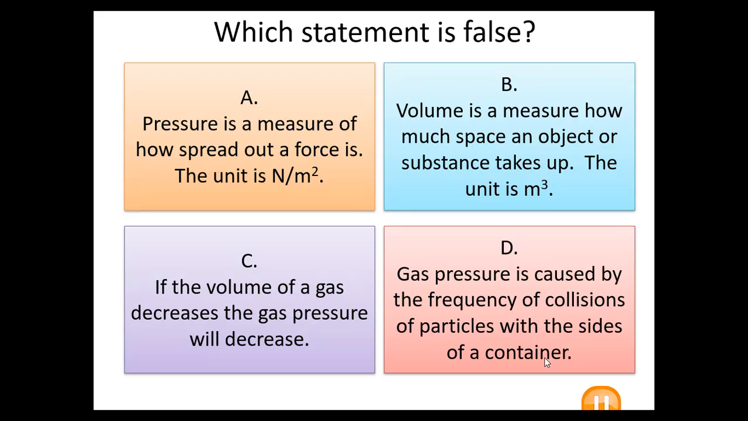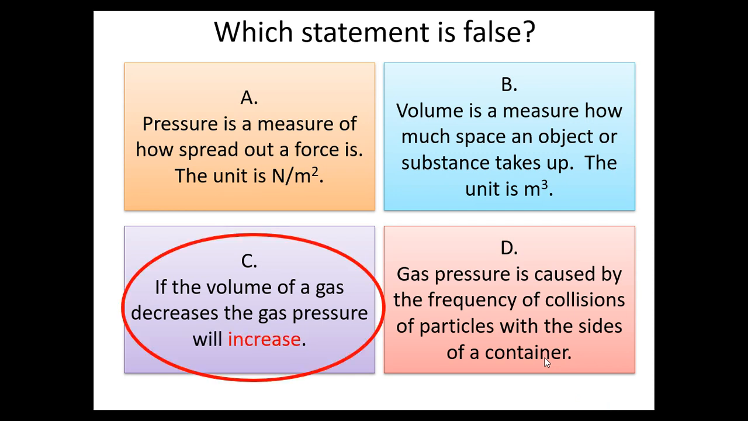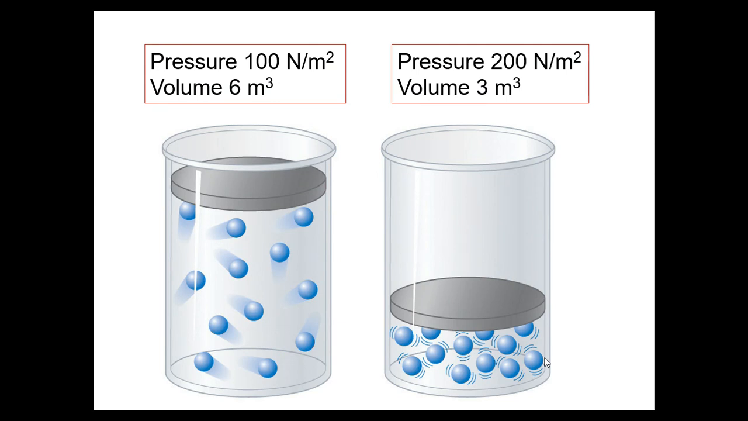So very quickly, those keywords and key ideas. Which statement is the porcupine, which is East London slang for lie? Pause the video and spot the porcupine, please. Okay, if the volume of a gas decreases, the gas pressure will actually increase, from last lesson. Okay, so let's put some numbers in.